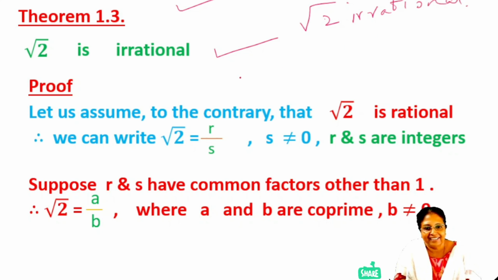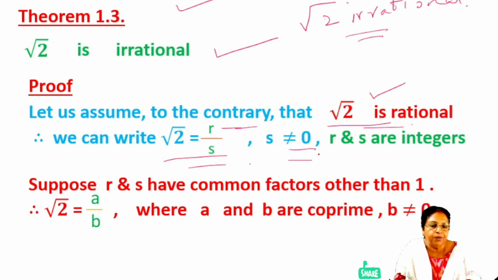Let us see. Here we are considering a method of contradiction. Let us assume to the contrary that root 2 is rational. We have to prove root 2 is irrational, but we are assuming that root 2 is rational. So we can write root 2 equal to r upon s, where s not equal to 0, r and s are integers. You know that. If root 2 is rational, we can write like this.